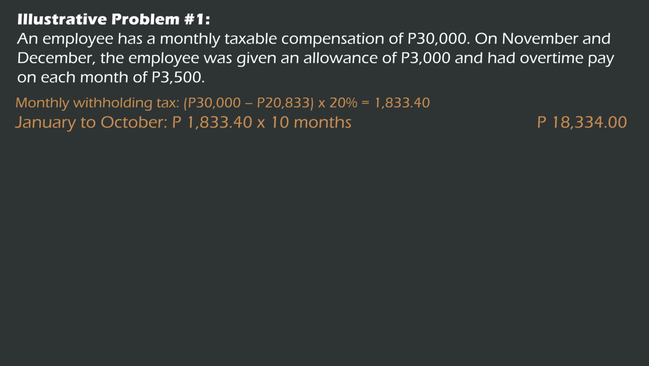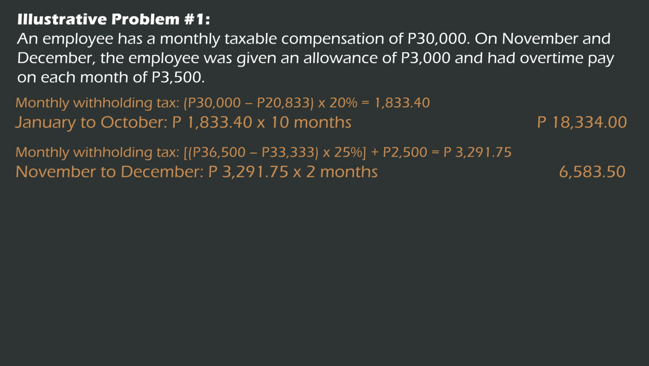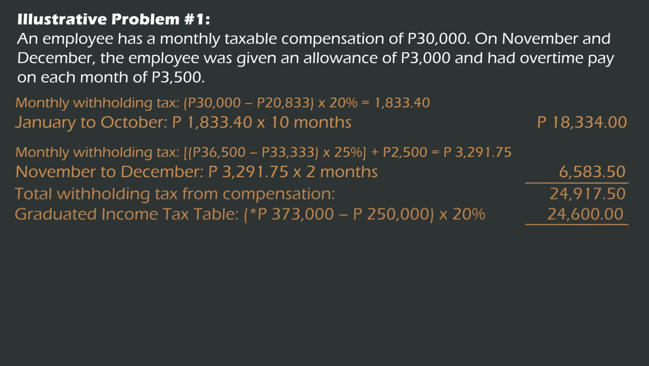Using the revised withholding tax table, the monthly withholding tax for January to October is 1,833. Multiply that amount by 10 months, that will be 18,334. Whereas for November to December, the monthly withholding tax is 3,291.75. Multiply that by 2 months, representing November and December, the amount will be 6,583.50. Therefore, total withheld tax from compensation is 24,917.50.